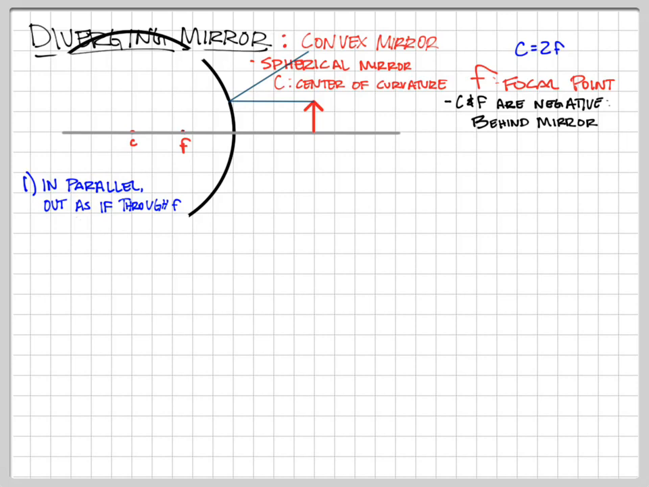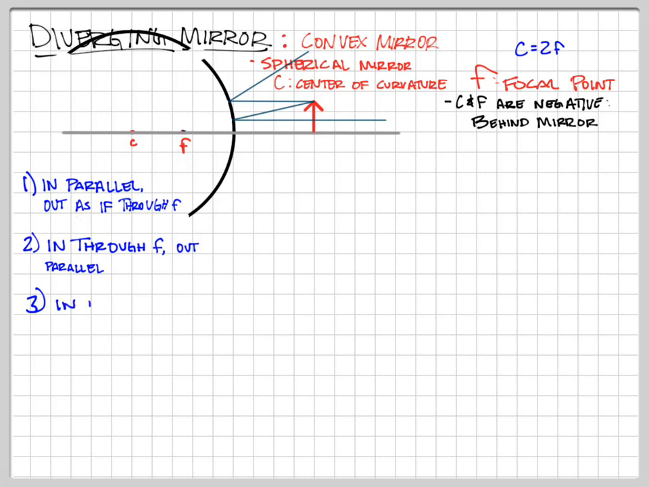It's diverging away. The next one, we're going to go in as if we're heading towards the focal point. We're going to go in as if we're going to go through the focal point, and then we're going to go out parallel. So in as if we're going through the focal point and out parallel. Again, you can already see these guys aren't going to cross, but let's do the last one.